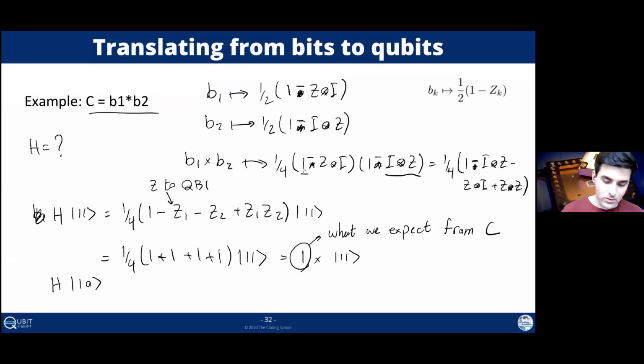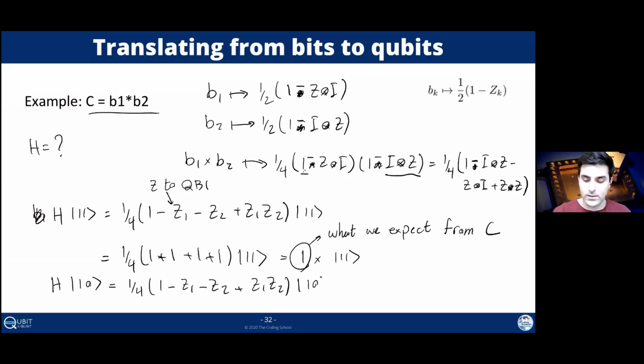Okay, so let's go through this together now. And again, I'm gonna expand the whole thing. So I'm gonna have the form that we have up here, namely 1/4 (1 - Z1)(1 - Z2). And again, that's just a Z operator acting on the first qubit, a Z operator applied to the second qubit, plus Z1 Z2. And we're applying this to the |10> state. Okay, let's see what happens.